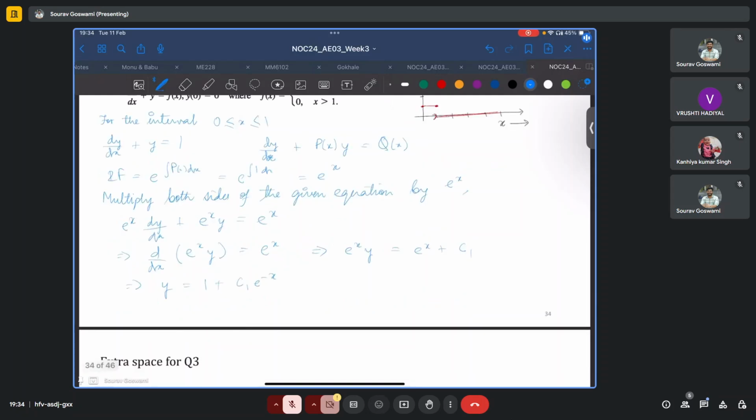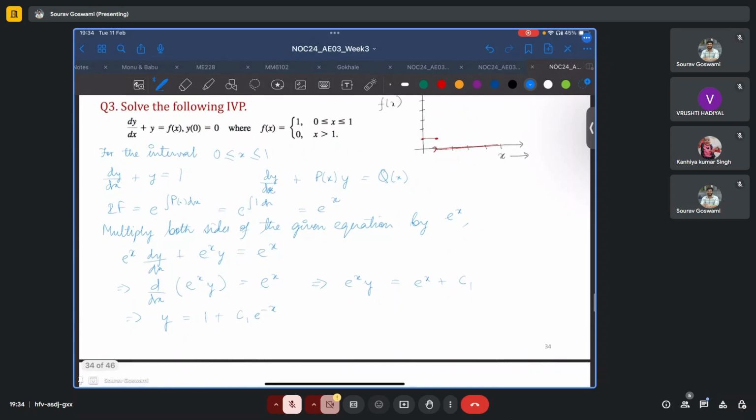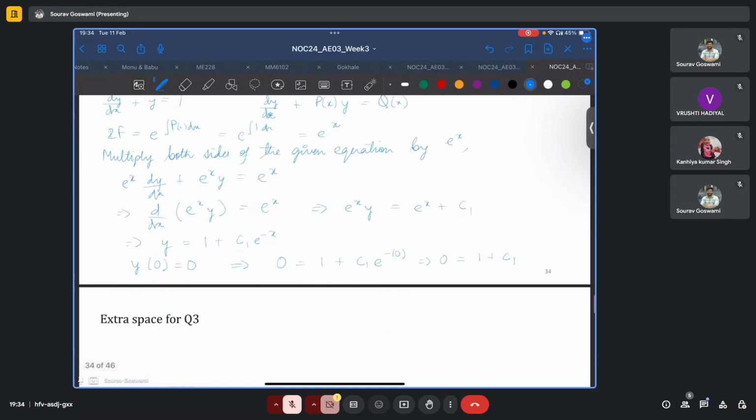How do we determine this constant c1? We are told that y at 0 is 0, which implies that 0 is equal to 1 plus c1 e power minus 0, which implies that 0 is equal to 1 plus c1, which implies that c1 is equal to minus 1. And so for this given interval, 0 less than or equal to x less than or equal to 1, the solution is simply y equals 1 minus e power minus x.